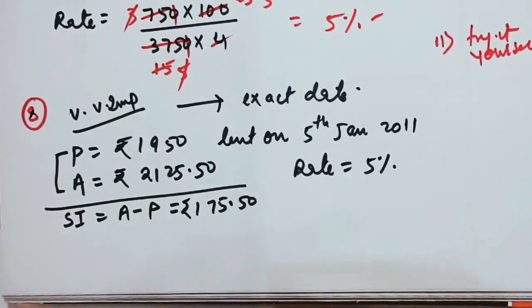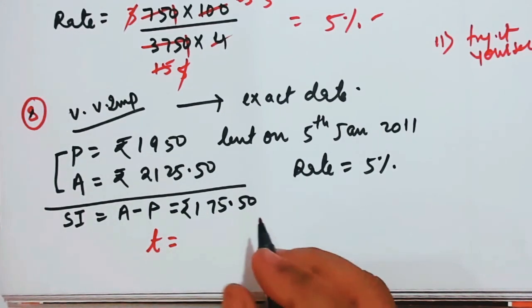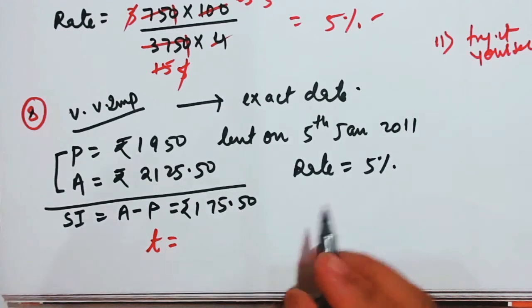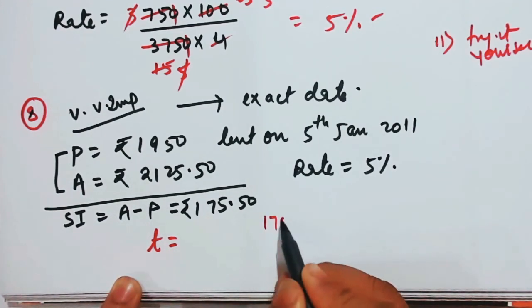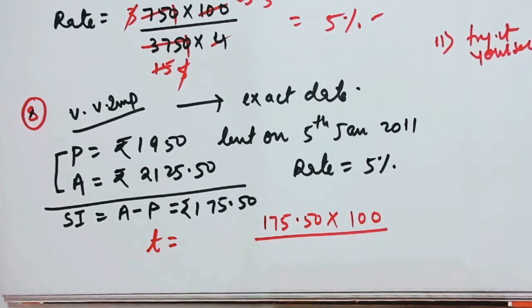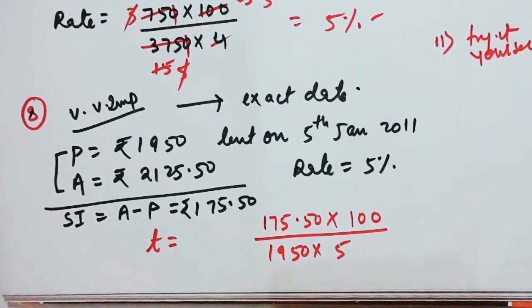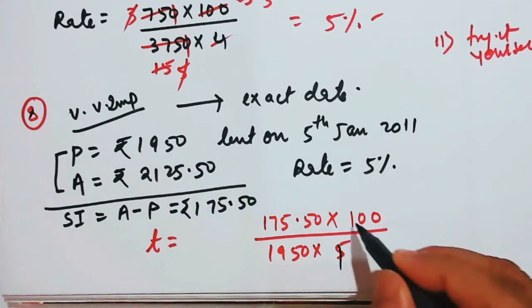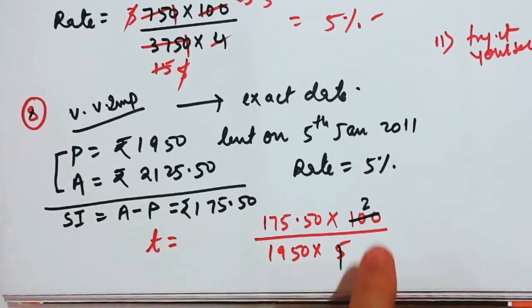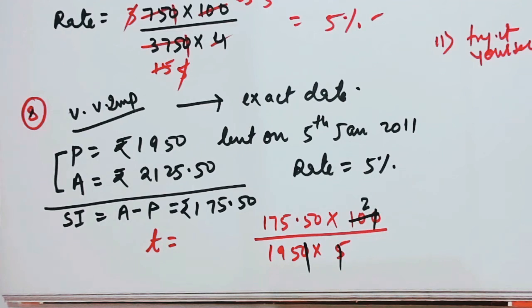So first let us find the time. So time is equal to how much? Time is equal to SI into 100, that is 175.50 SI into 100 divided by P, 1950 P into R, 5. Clear? 5 how many times? 5 2 times 10. Okay, you can cut this 0 0 over here.